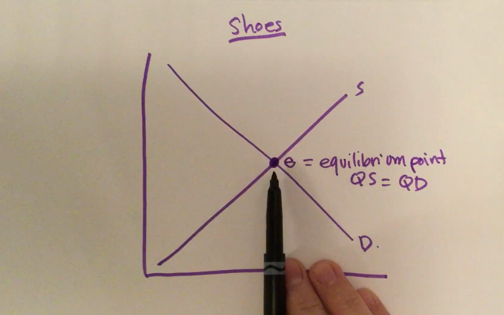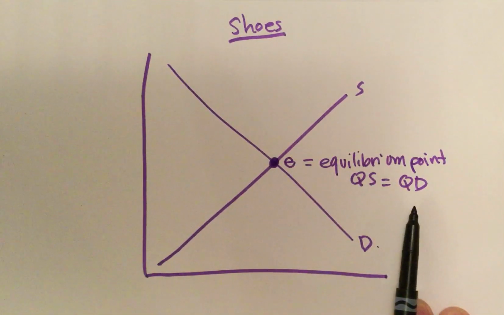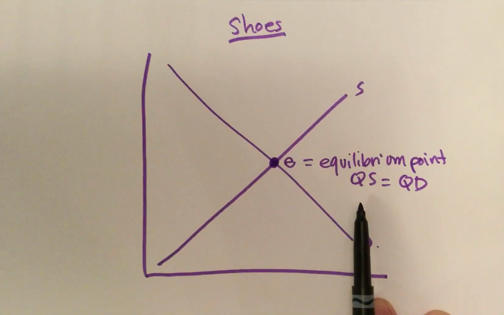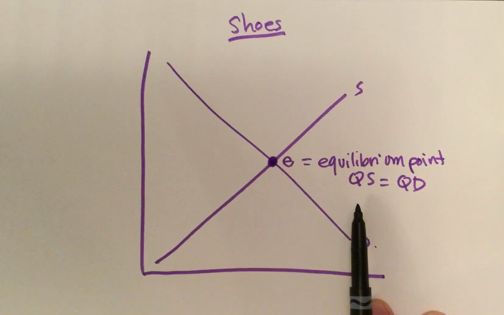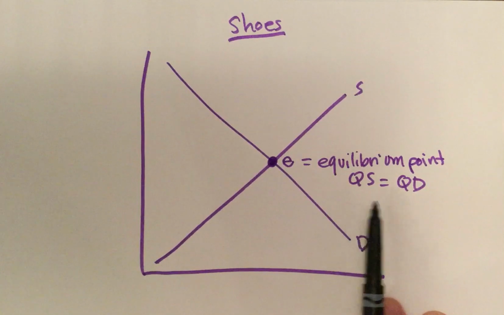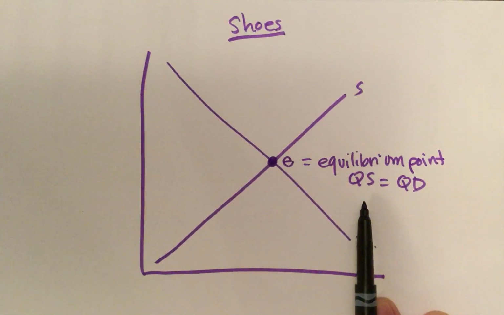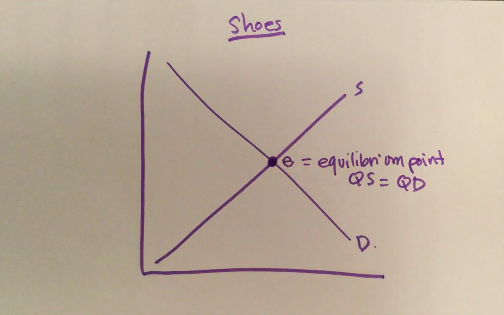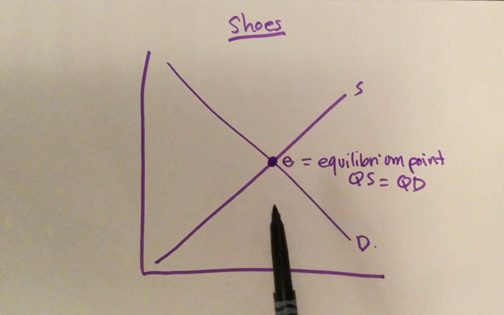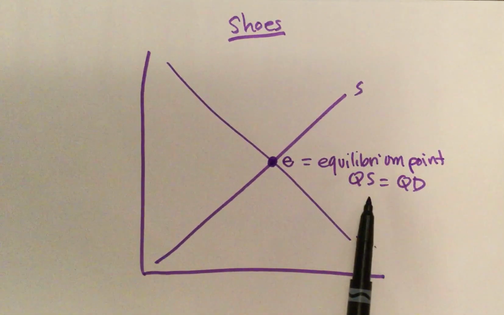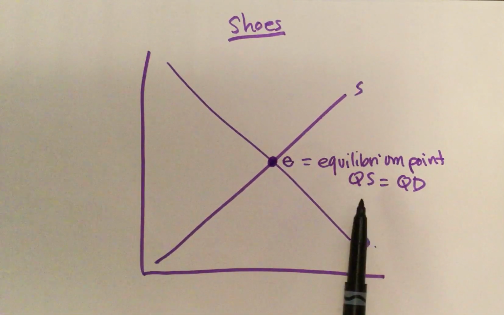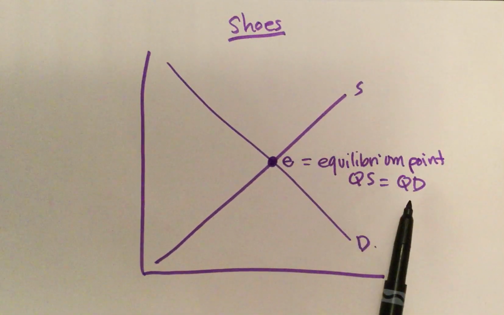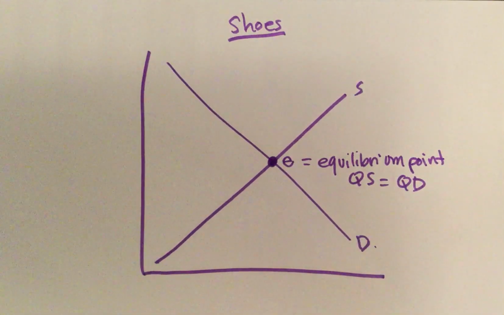At this point of intersection, everyone who demanded a pair of shoes at that price was supplied a pair of shoes at that price. Remind me to go over surpluses and shortages a little bit later, when the quantity supplied might be greater than the quantity demanded or vice versa, and it causes there to be a shortage or a surplus in our market. In this point of intersection, this point of perfection, everyone is basically happy. All of the needs are met for both the supplier and the consumer.